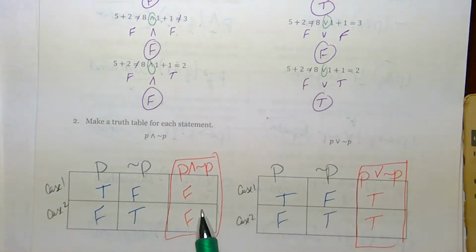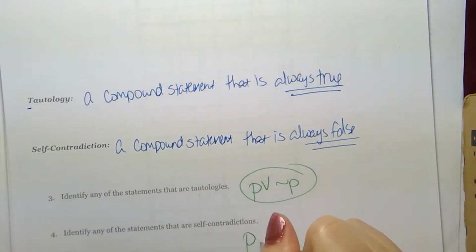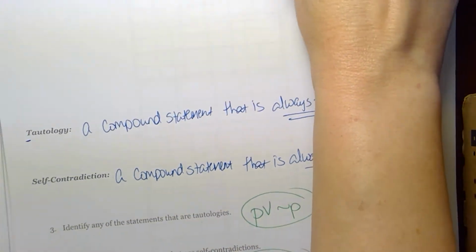P and not P is a self-contradiction. P and not P is the self-contradiction. P or not P is a tautology because that last column is true all the way down. P and not P is a self-contradiction because that last column was false all the way down.